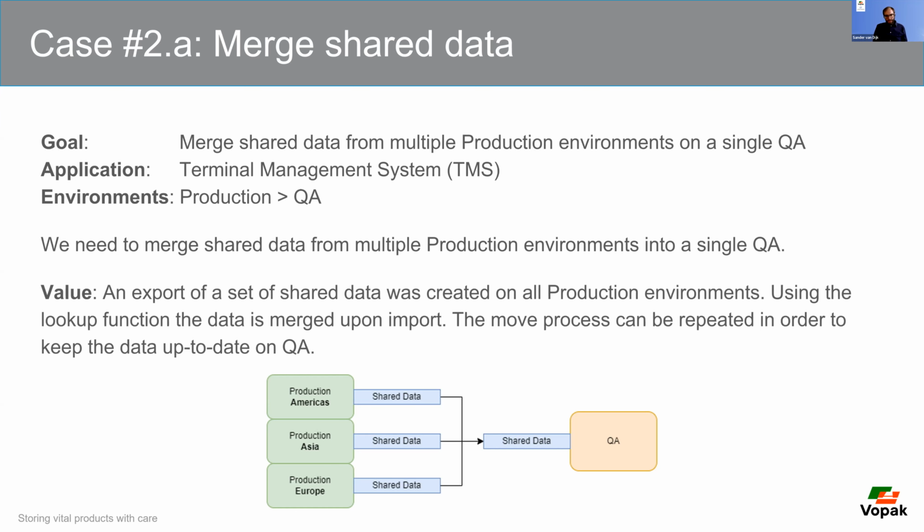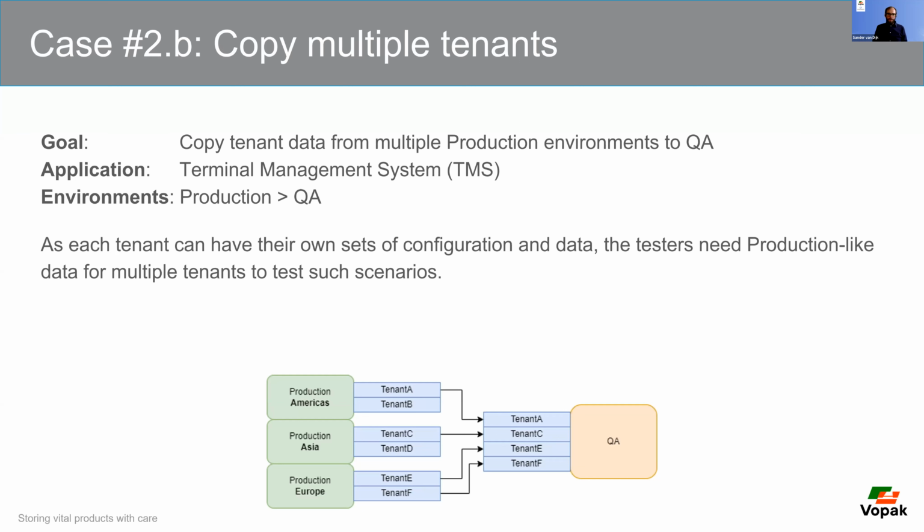We create an export of a set of the shared data. We define the package definition on all production environments. And upon import, we make use of the lookup function. So we say lookup for a specific ID, lookup for a specific name, so we can keep the data up to date. We can merge it, and we can make sure that when we go into the next step, the data is available for use. And the next step then is copying multiple tenants.